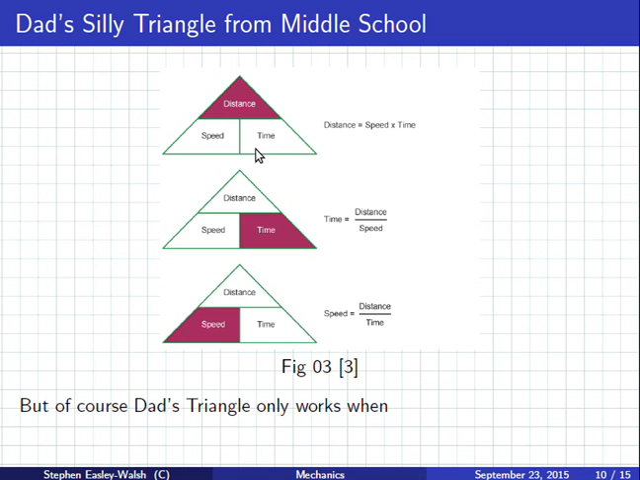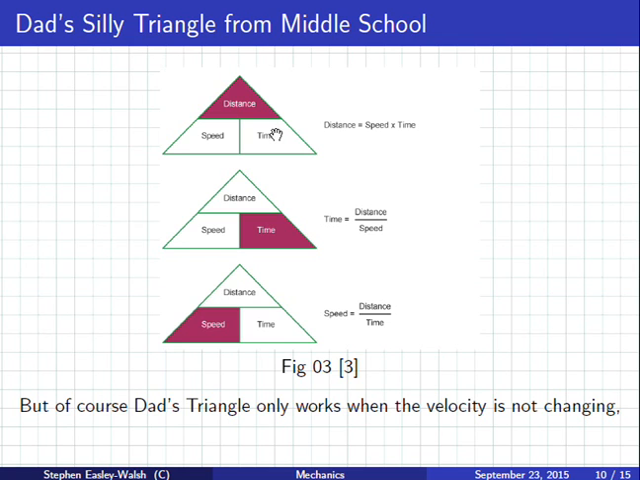How many people have seen this before? You've seen it? Yeah. It's called Dad's triangle. We call it Dad's silly triangle here because it's DST. Dad's silly triangle. Yeah. That's what we call it here.